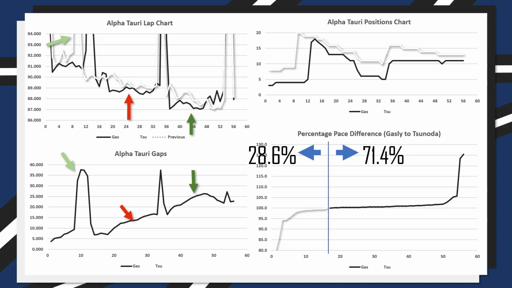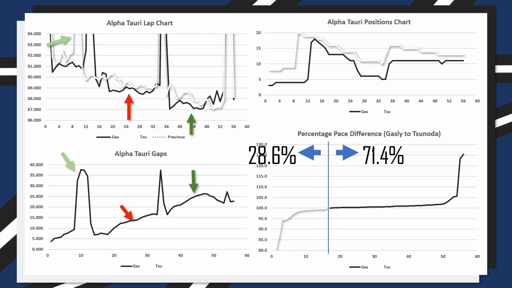And absolutely a race to forget for AlphaTauri, having one car start in P2 and the other inside the top 10, and then to have both cars finish outside of the points, and well outside of the points, is just not how you want it to go.